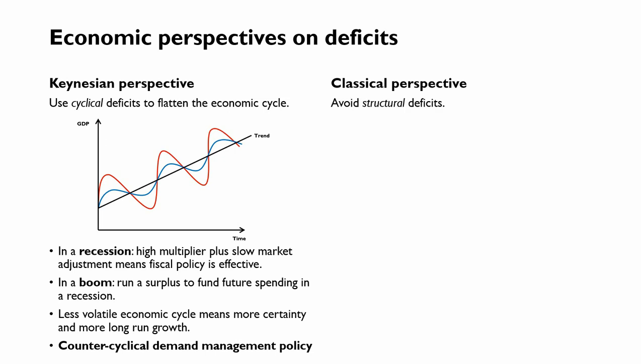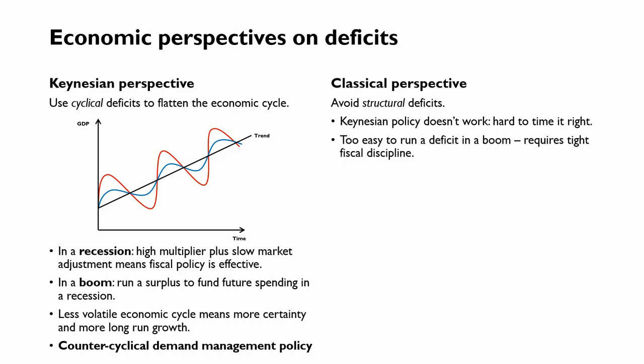Traditionally, classical economists have argued that deficits are bad because of the risk of structural deficits. Structural deficits, that persistent overspending, are really worth avoiding. They're really problematic. They argue that Keynesian policy just doesn't work. It's really hard to time it right. And if we looked at the data, we might find a bit more evidence for this view, that in practice, it's very hard to do this kind of counter-cyclical demand management policy. It's far too easy to run a deficit in a boom. It requires really tight fiscal discipline for a government to say that they're going to run a surplus, especially if it's a new political party that's come into power, like we saw, arguably, with Labour in the early 2000s.